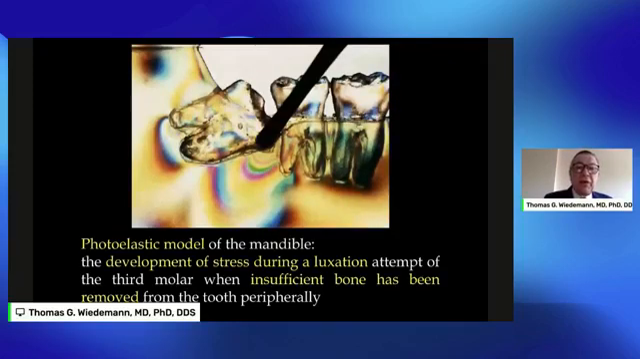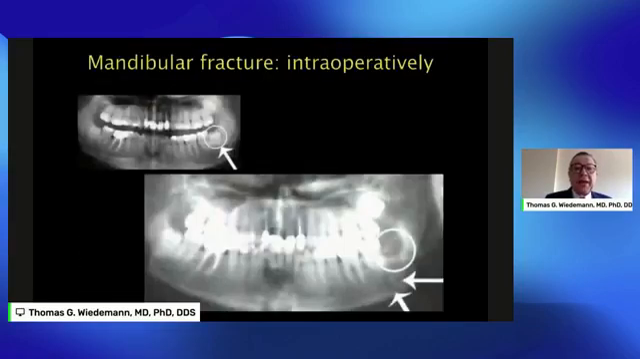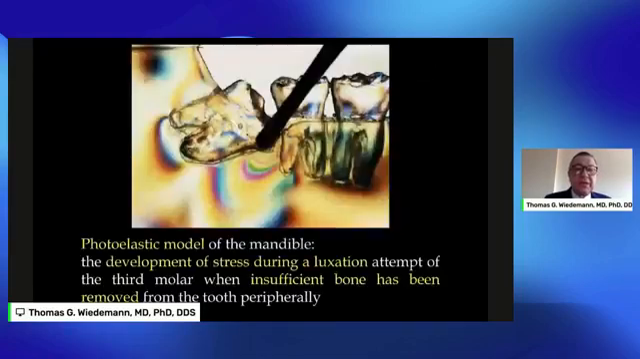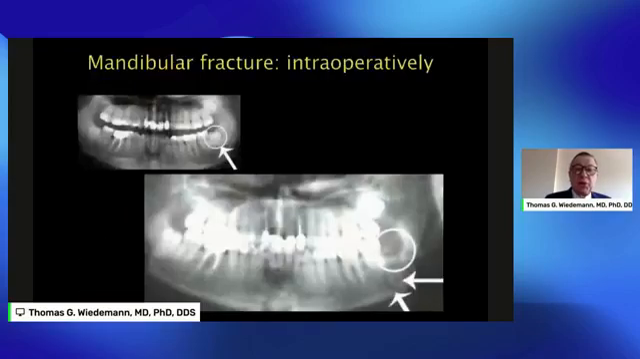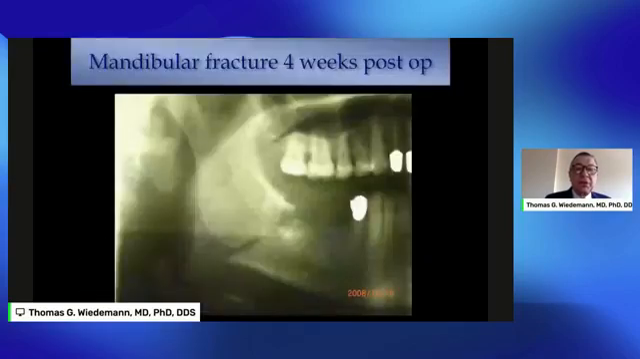So if you're working on these teeth, please remove a sufficient amount of bone, section the teeth before you apply that pressure. Because here, that's what happens. You see, that's exactly what I have shown you. You see here, that's where you have the maximum of your stress.